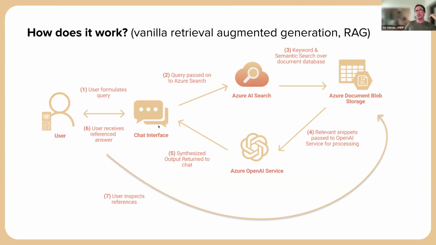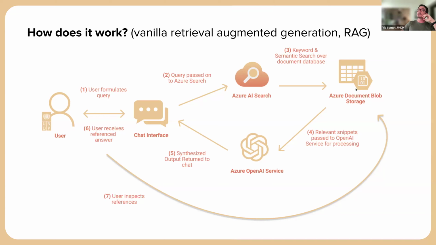The user asks a question, and the query is passed on to a semantic search. So it's searched by meaning through the document base. It doesn't look by keywords, it looks by meaning. So canine, hound, and dog are going to be very similar to each other. This is a very important power-up.